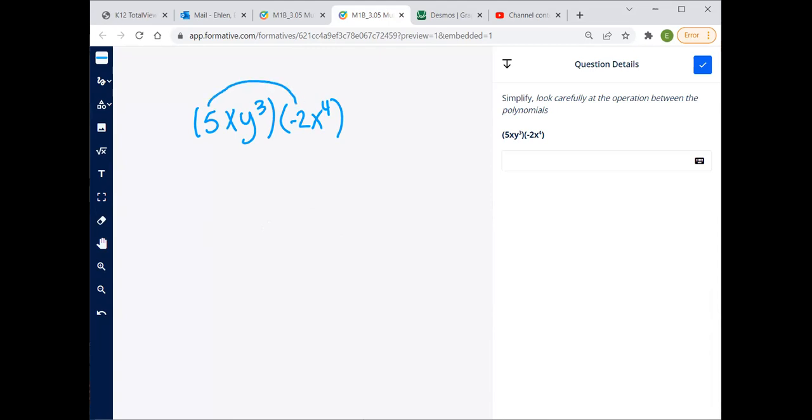distribute. So negative 5 times negative 2 is negative 10. And then add the exponents. So multiply coefficients, add the exponents. So x to the first times x to the fourth is x to the fifth. And there's nothing to combine with those y's. So it's y to the third. So that gives us negative 10, x to the fifth, y to the third. It does not change. There's nothing to combine it with.